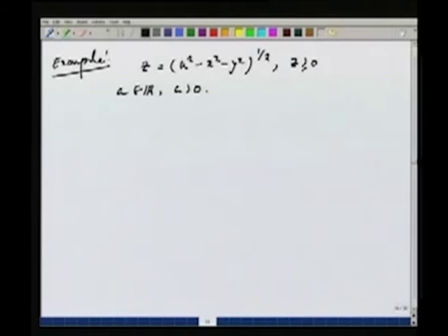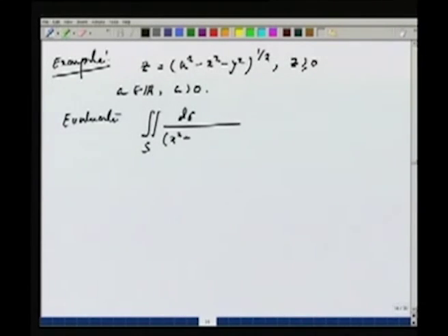That is, what I have done is, my surface is the upper hemisphere of a sphere of radius a, where a is obviously positive, and I want to evaluate this integral, that integral over S, d sigma by square root of (x square plus y square plus (z plus a) whole square). Okay. So the integrand is the function, and I want to integrate the function over this sphere.